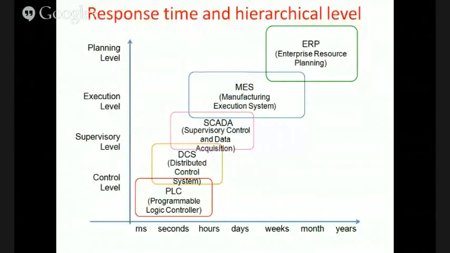where SCADA, wherein you have to get the inputs from the different units at a central place and then process the input data for getting the controlled output. That is the desired output. And then finally it comes ERP.